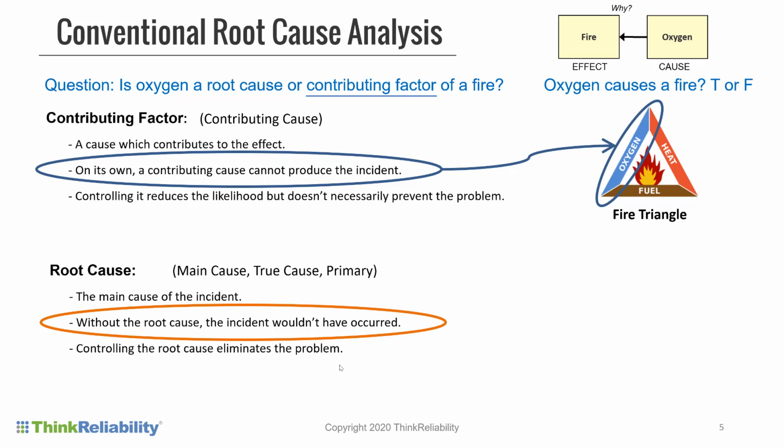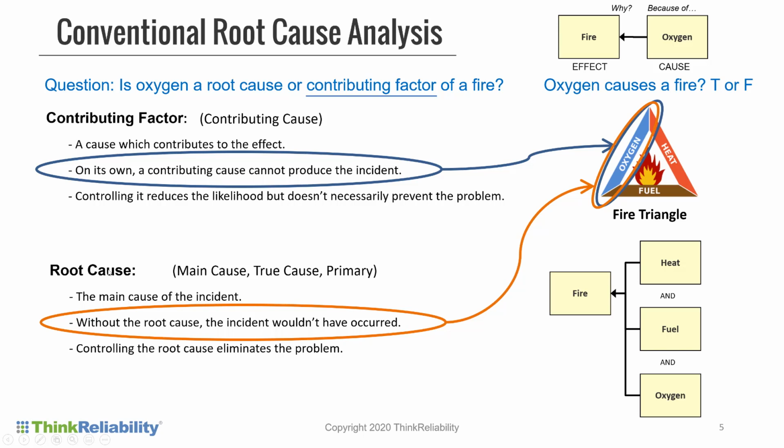But if you control only the oxidizing agent and not the heat and not the fuel, you still can't have a fire. Meaning the root cause is the one thing that if you control, you prevent the incident from occurring. If you control only the oxygen, you can't have a fire. So right now, oxygen meets the definition of a contributing factor and a root cause at the same time, because the fire triangle is just an example of cause and effect that says, to have a fire, you need heat and fuel and oxygen.